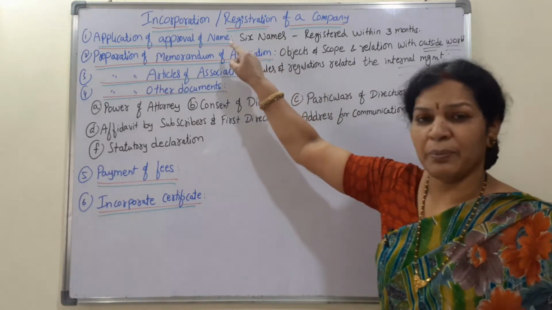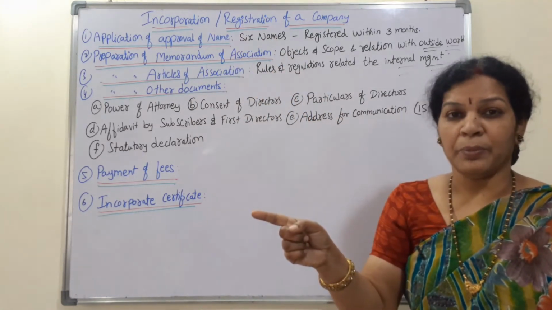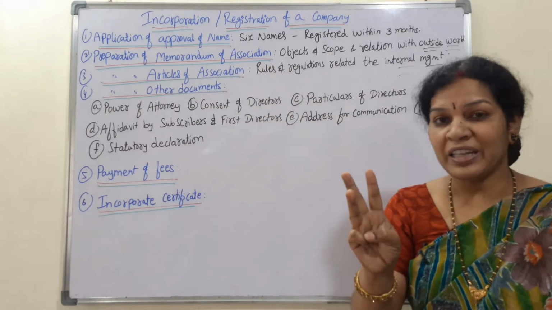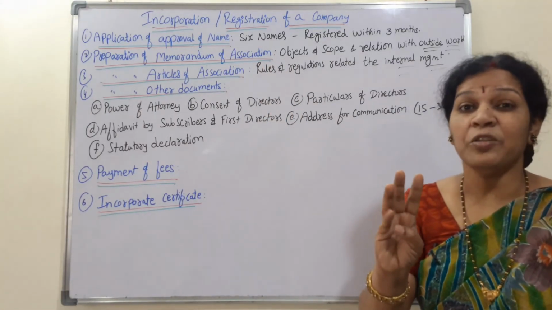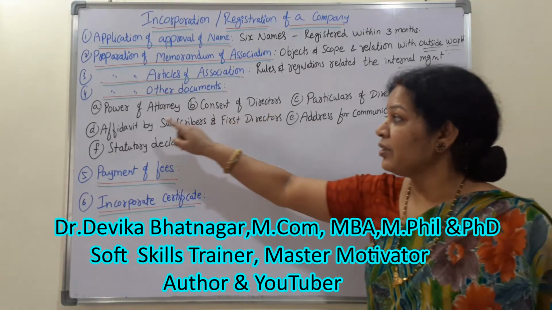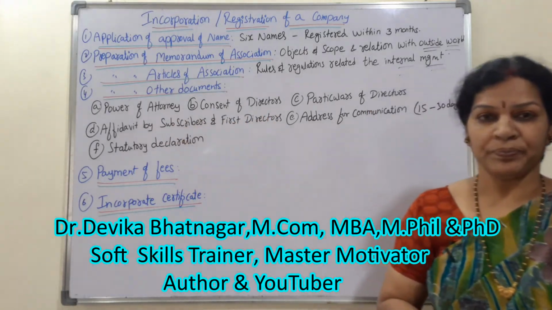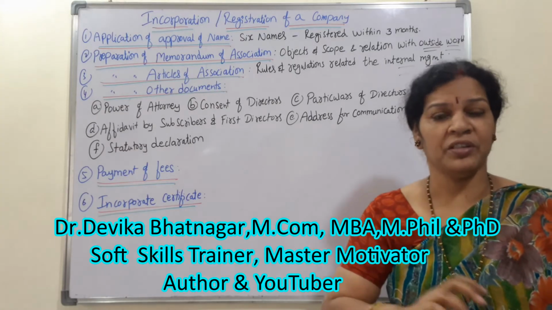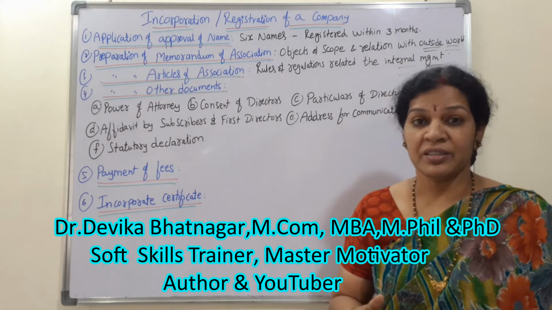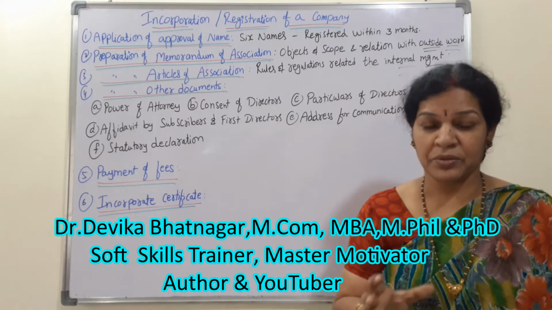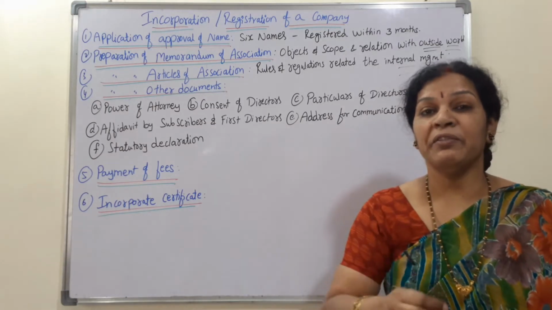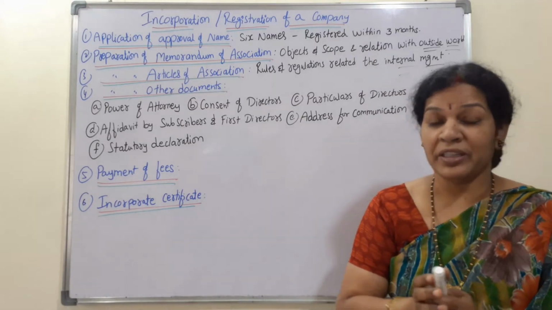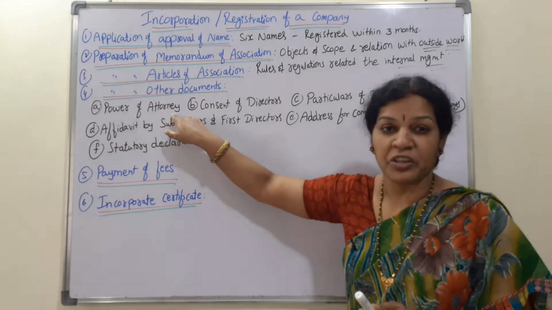First one is application for approval of name. Second one, Memorandum of Association. Third one, Articles of Association. Then after that, other documents. What are the other documents? One is power of attorney. Someone will be given that power of attorney. Generally the lawyers or a company director, someone is identified and they will be given power of attorney. To whom you are giving power of attorney, that we must mention in this document.